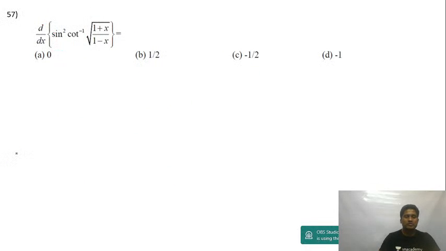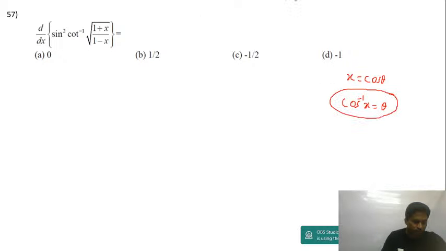So if I use this logic, guys, under the root 1 plus x, 1 minus x, I'm going to put x is equal to cos theta. So I'm going to substitute x is equal to cos theta. If I shift to the left side, you will get cos inverse of x is equal to theta. Now let me simplify this.